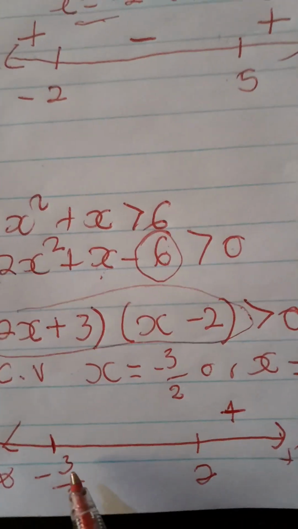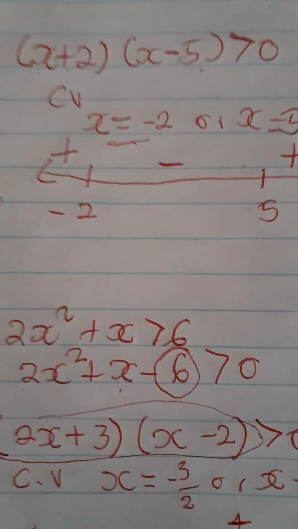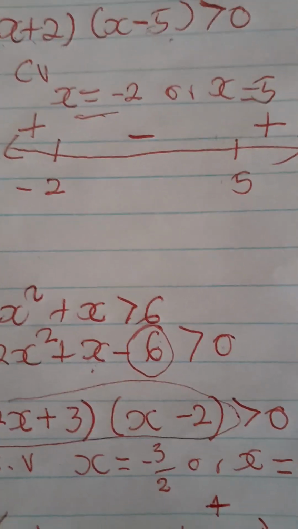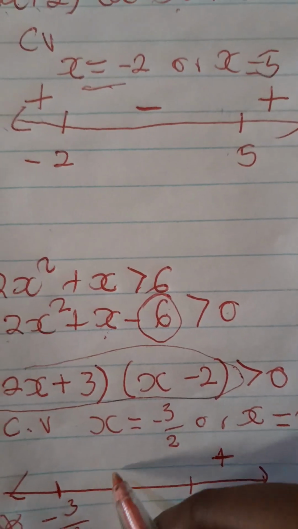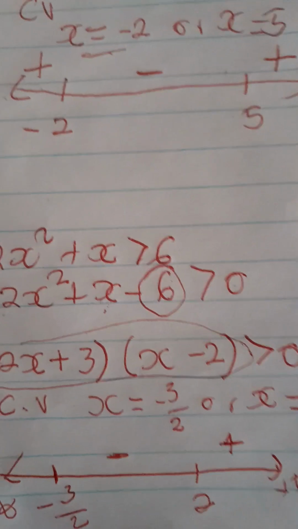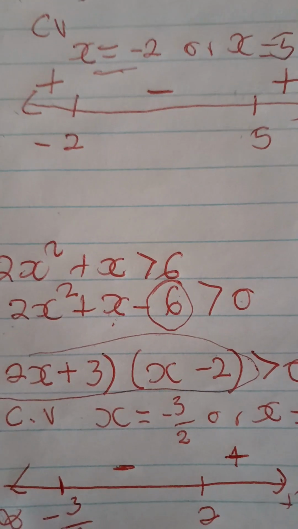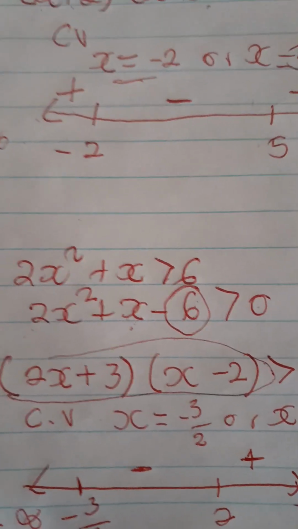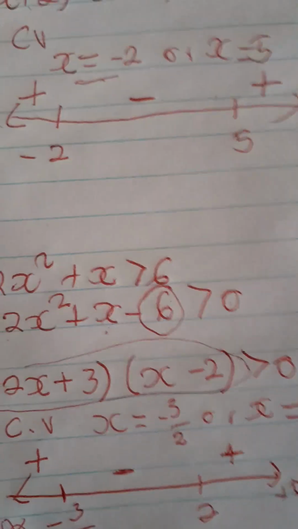So what about the middle part? We're going to look at the values that are between negative 3 over 2 and 2. Definitely it's 0. So where there is x, we are going to plug 0 there. Right. We are getting a negative sign, so this region is negative. What about the other side? Let's check the other side. We can use negative 2 to test. Let's test. It's also positive, this side.